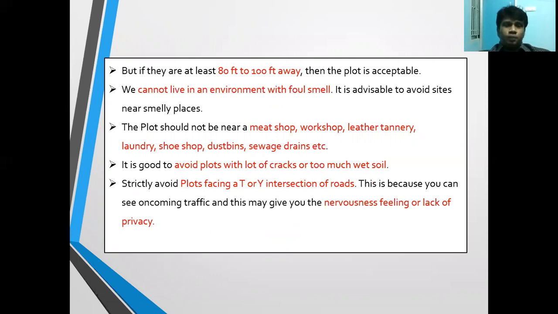So it is good to avoid plots with a lot of cracks or too much wet soil. I already said wet soil means clay soil. And also you have to avoid facing a T or Y intersection of roads. Why? What is the reason? Even when we are traveling in a car, at an intersection point we have to look at both the left side and the right side, and only then cross that intersection point. At that time you feel nervous, and there is also a lack of privacy. So all this comes under the psychological effect on a human being.